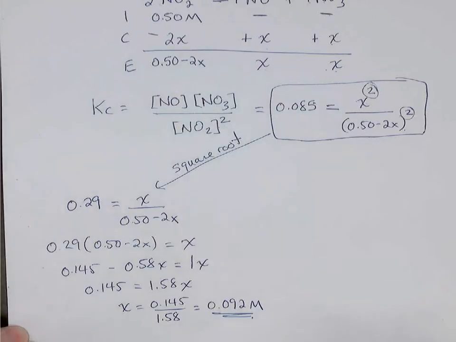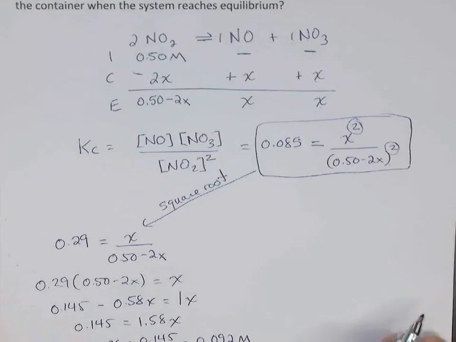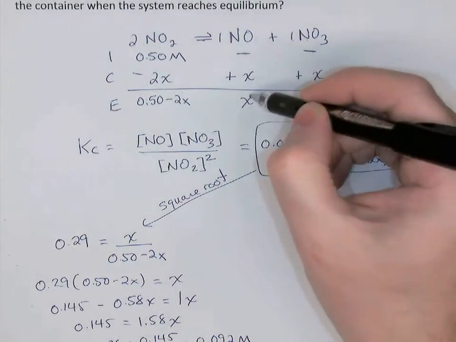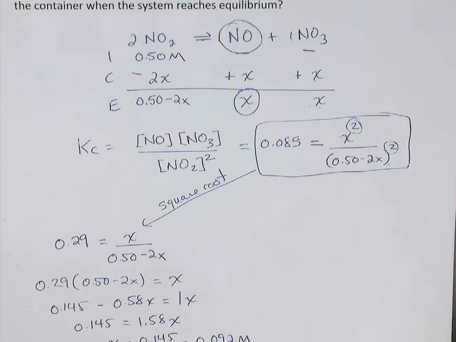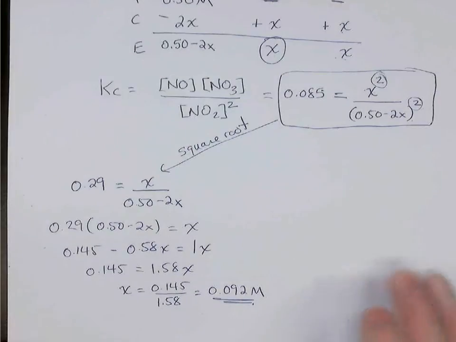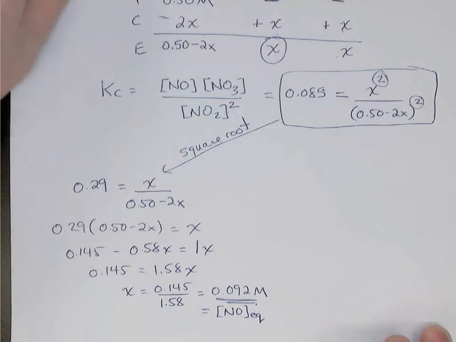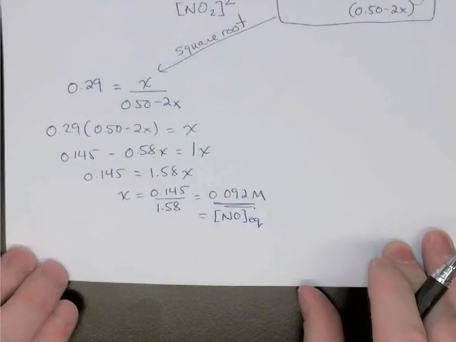molarity. Okay, so notice looking at my ICE table up above, what did x represent? It represented several things, but one thing it definitely represents is the concentration of NO at equilibrium. So I can go back down here and say this is equal to the concentration of NO at equilibrium. Now let me just quickly finish the problem.